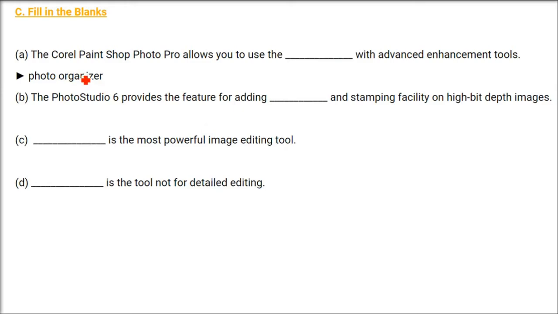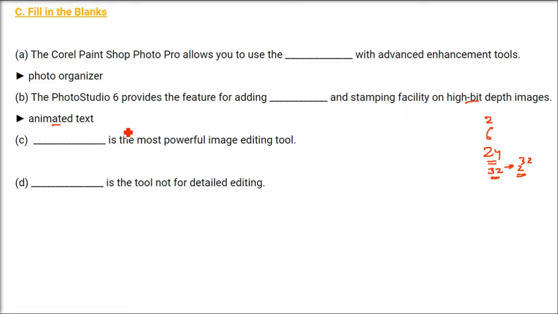It's kind of a directory, so you can organize the photos like we have in Google Photos, etc., with dates. Photo Studio 6 provides the feature of adding dash and stamping facility on high bit depth images. High bit depth means we are not talking about 2 or 6 or 8. We're talking about more than that, right? Like 32, 24 bit depth images. That is 2 to the power 32 shades it can have.